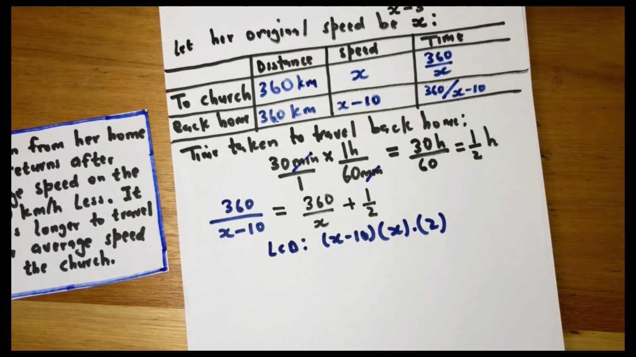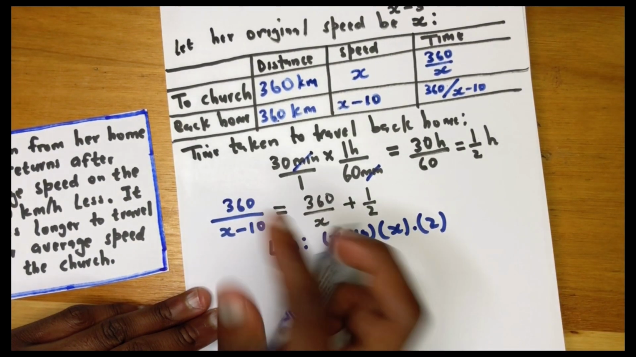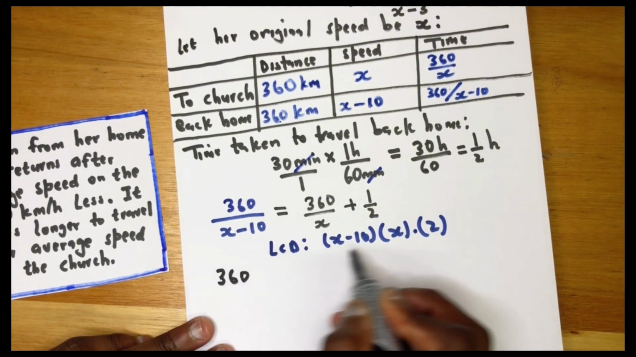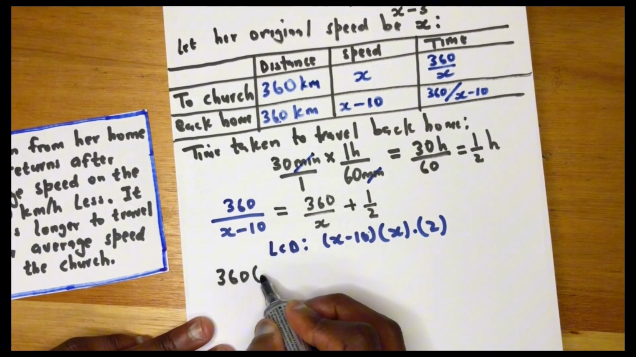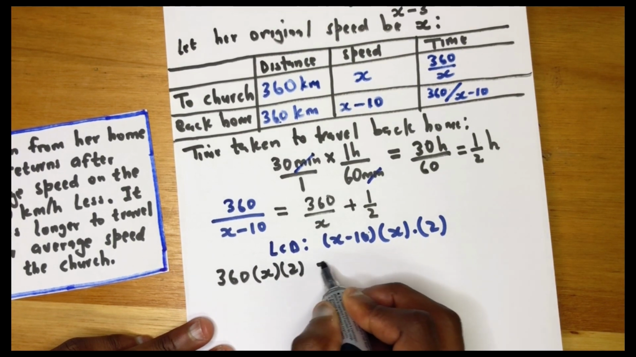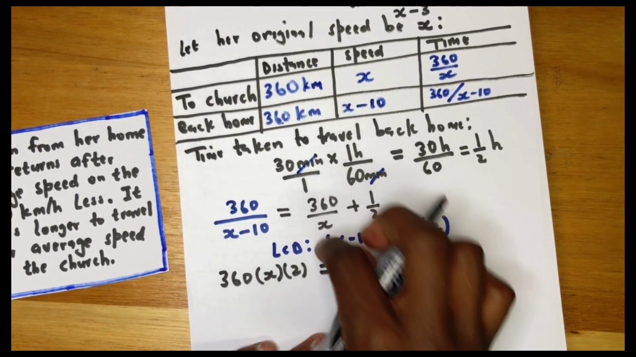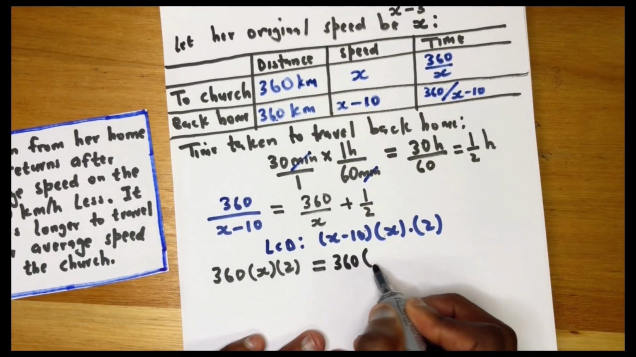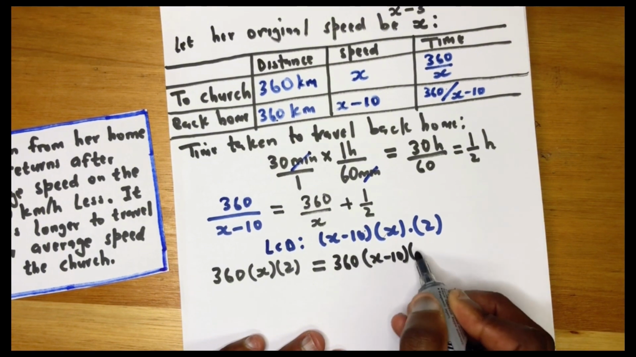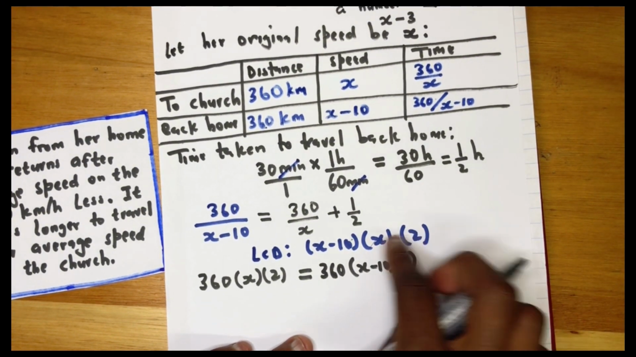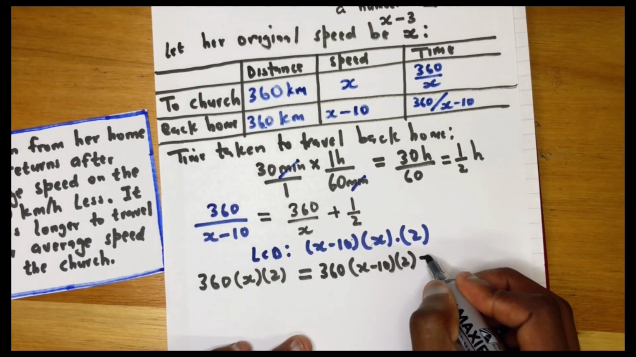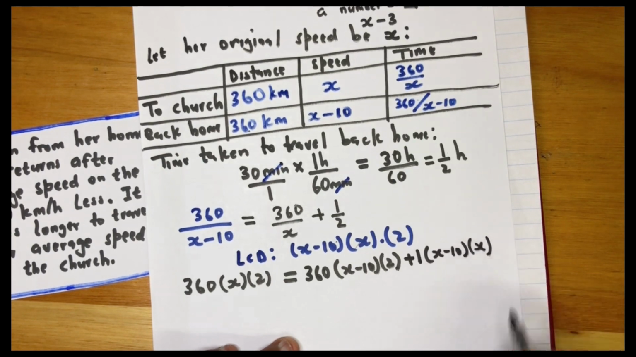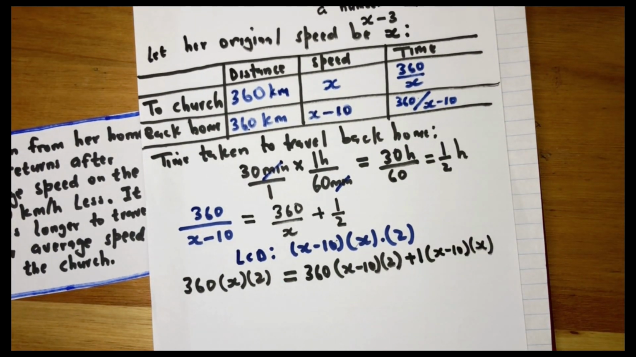So then if I multiply this LCD here, I'm going to be left with what? With 360. This x minus 10 is going to cancel out. Then I'm going to be left with x and the 2 equals to, if I take this one and multiply again here, this x is going to cancel this x. Now I'm going to be left with 360 into x minus 10 and the 2. So if I take this thing and multiply with here, I'm going to be left with 1 and x minus 10 and the x. Right, I hope that we're together, guys.